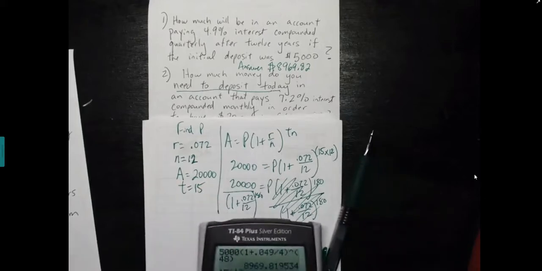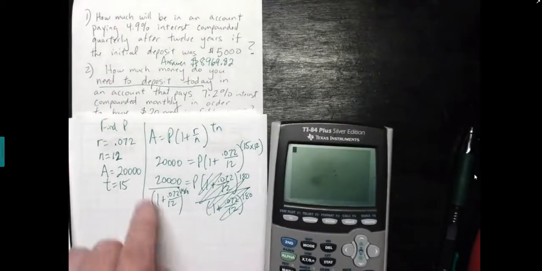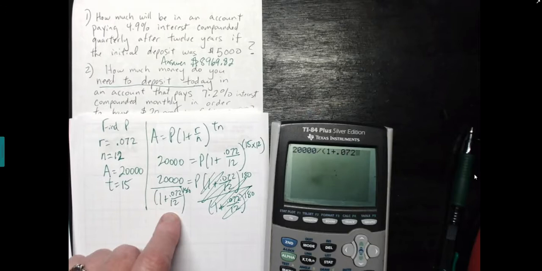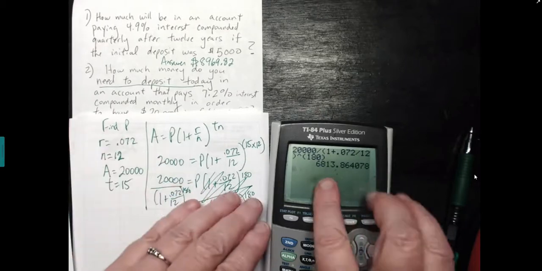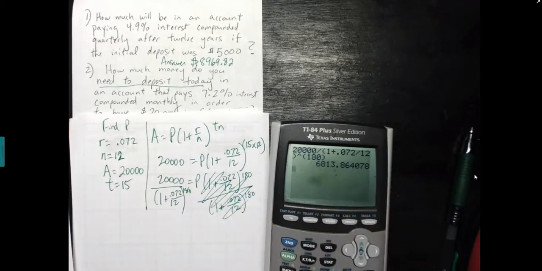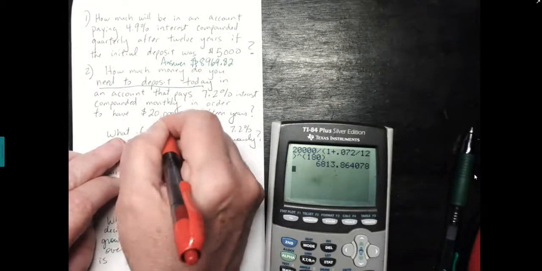And so I'm going to put into my calculator 20,000 divided by, then parentheses, 1 plus 0.072 divided by 12 to the power of 180. Alright, so how much would you have to deposit today? $6,813.86.